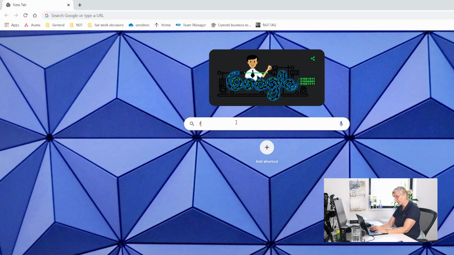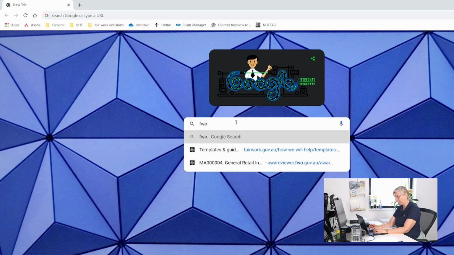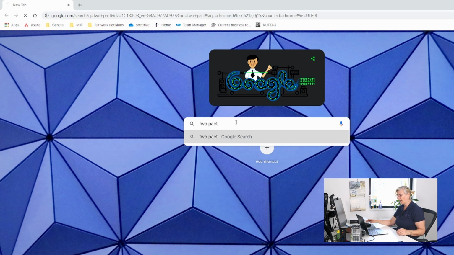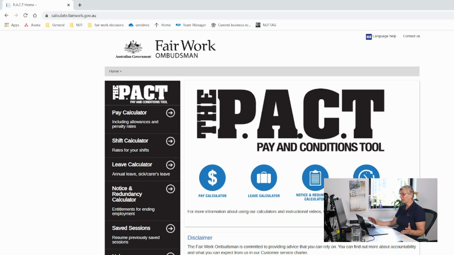So the way that we're going to do this is we're just going to jump into the Fair Work Ombudsman's PACT. So I'm just going to put Fair Work Ombudsman space PACT, and you'll see that the first option that pops up is the calculator. So we're going to click on that, and here it is. So this is Fair Work Ombudsman's pay tool, their conditions tool. So it is the calculators that they have inside their website, and hey, it's theirs, so let's just use it.